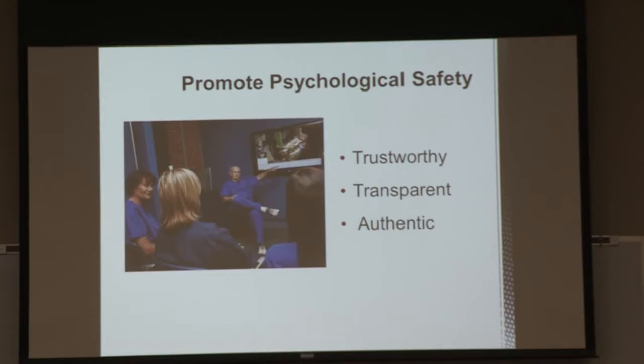So how do you do that? Well, that's a challenge. You have to be trustworthy. They have to trust you to be able to have candid conversation about their performance. So to do that, you have to be transparent. And we hear this from some learners. I wish the faculty would admit when they don't know the answer, rather than trying to fake it.